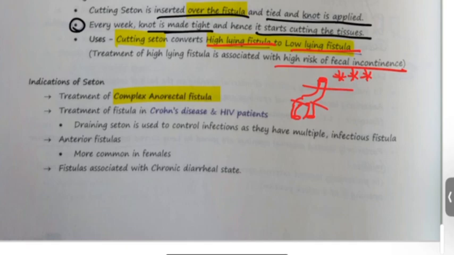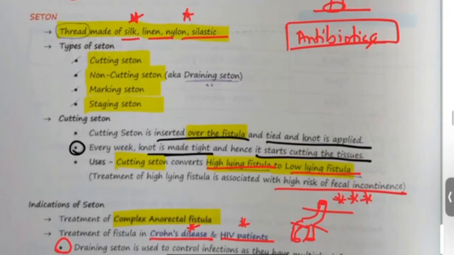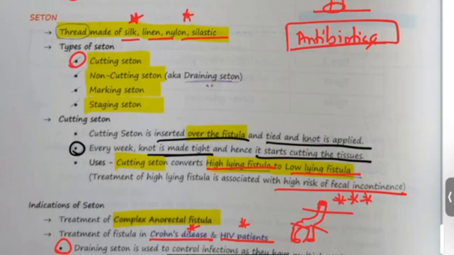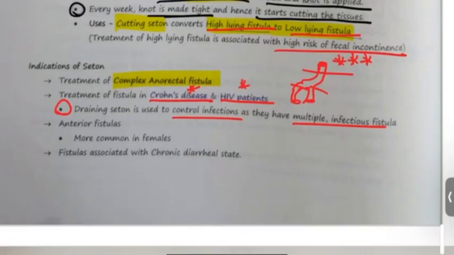So treatment of fistula in case of Crohn's disease and HIV patients, again we can use these setons. Draining seton is used to control infections as they have multiple infectious fistulas. So just like I have said, there are various types of setons. Cutting seton, and likewise non-cutting seton. Just we'll put the seton and we will insert a tube into that. So basically like this, we have inserted a seton till here, and from here we are using a drain so that infection whatever is there, it is contained and it will drain out.